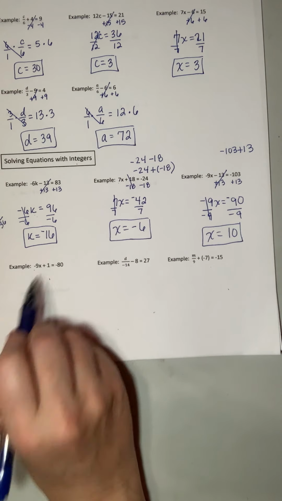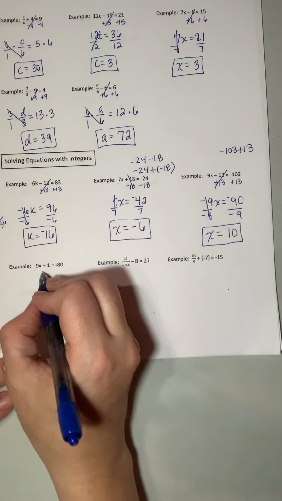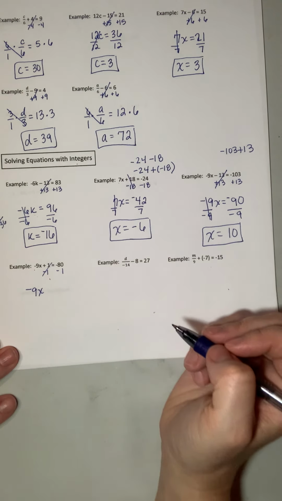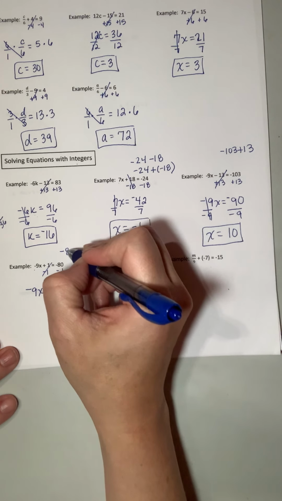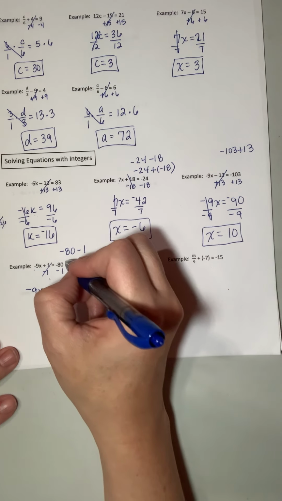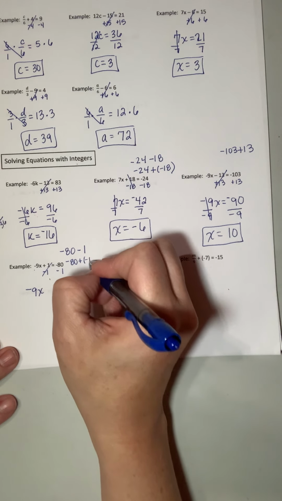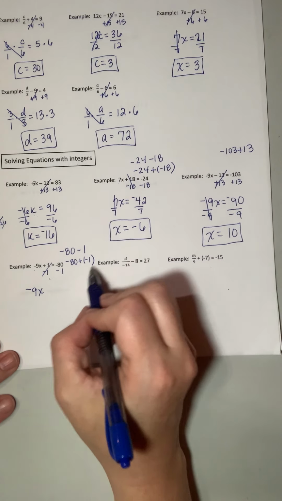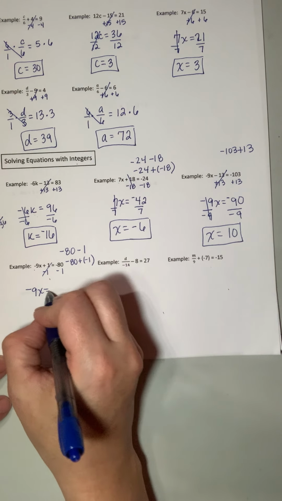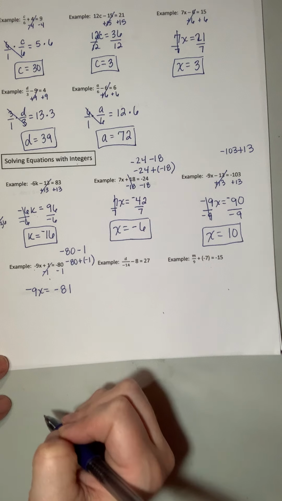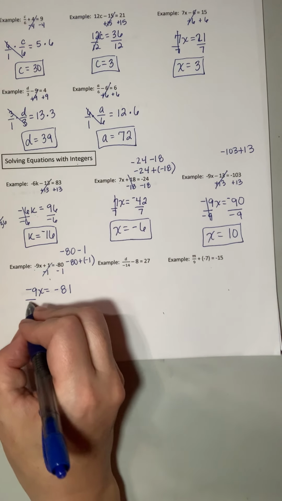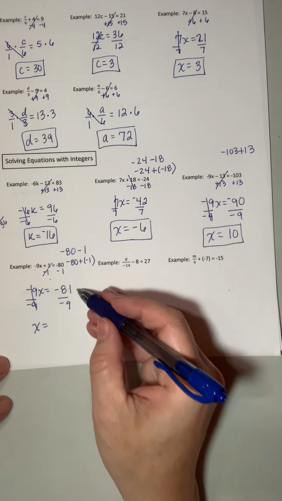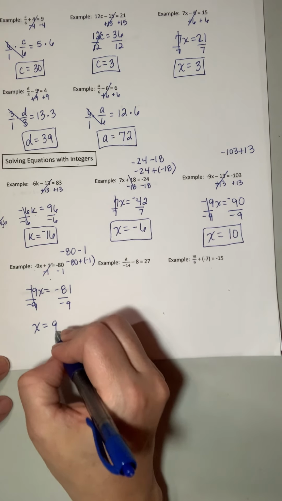Get rid of the -9 and the +1. I'm going to do the 1 first through subtraction. So I have -9x. This right here is -80 minus 1, which is -80 plus -1, if I did keep, change, change. Now I have 2 negatives, so I'm going to add, and I get -81. Divide both sides by -9. -81 divided by -9 is +9.